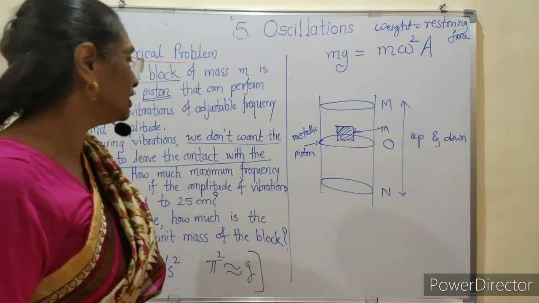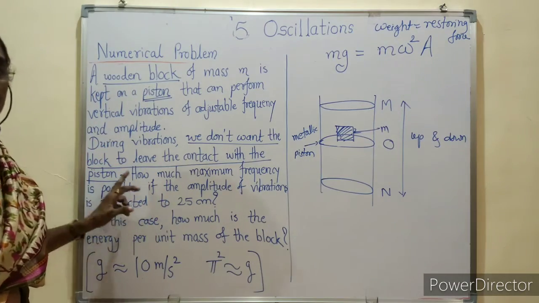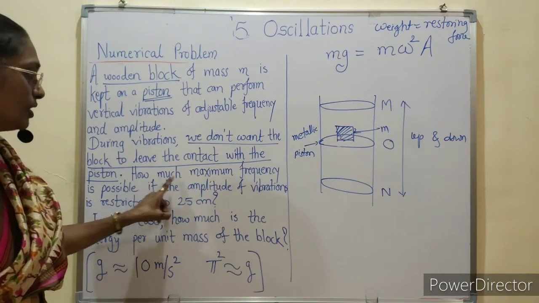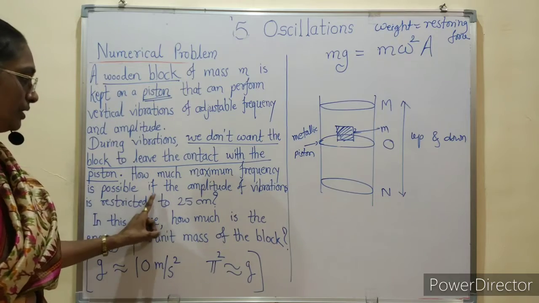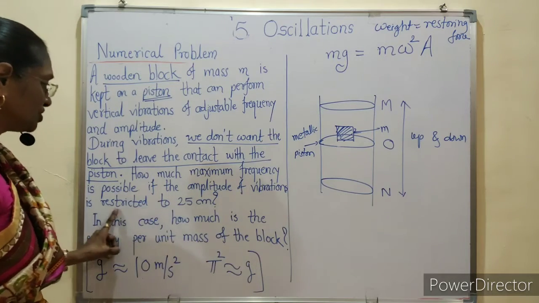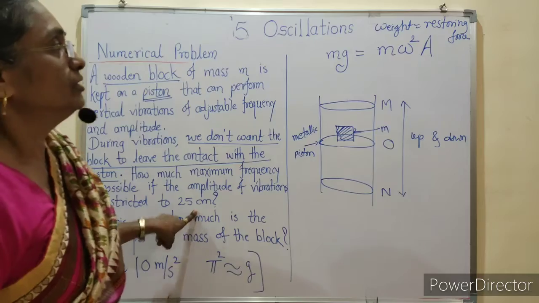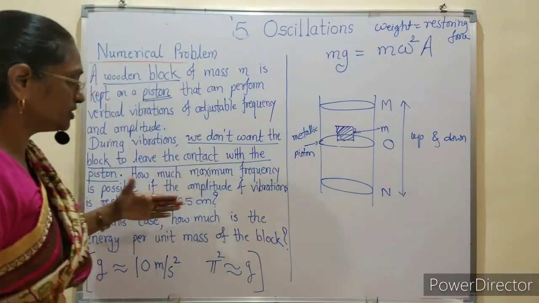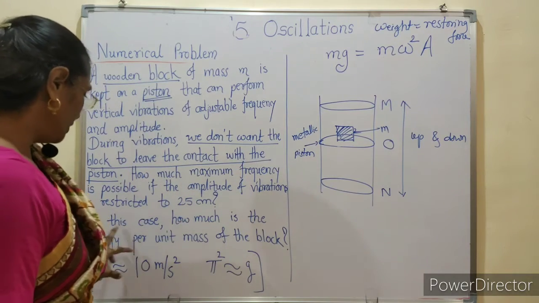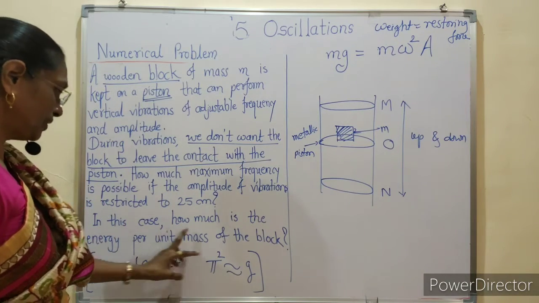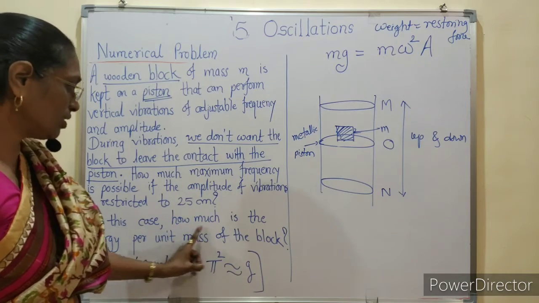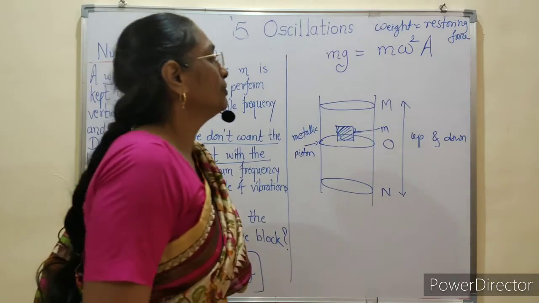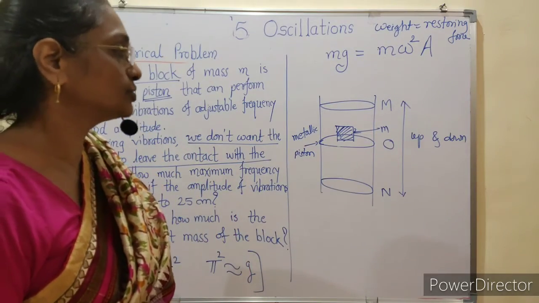So once we know the relation, we can calculate the values which we have asked here. How much maximum frequency is possible if the amplitude of vibration is restricted to 25? So here omega can be calculated and then frequency or period can be calculated. Also there is one more question. In this case, how much is the energy per unit mass of the block? So first we calculate the omega and then proceed.